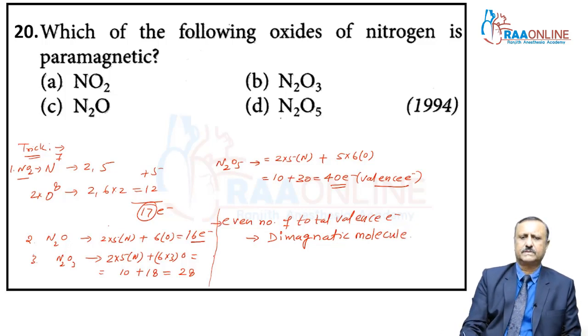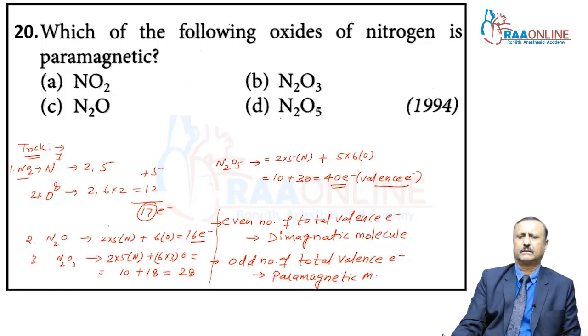And when, my dear students, an odd number of total valence electrons is present, then the molecule is paramagnetic in nature. So you can find out easily which molecule is diamagnetic and which is paramagnetic.